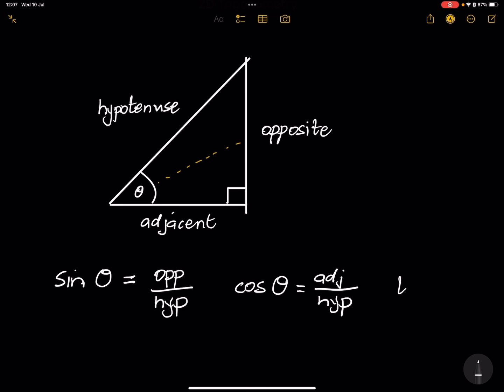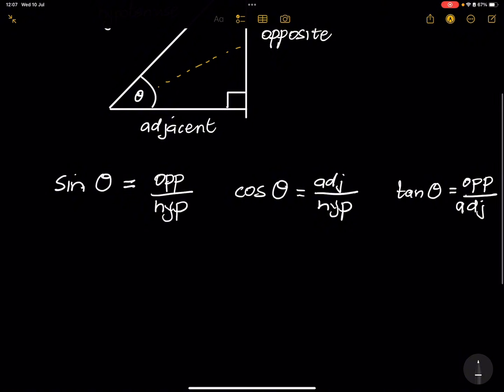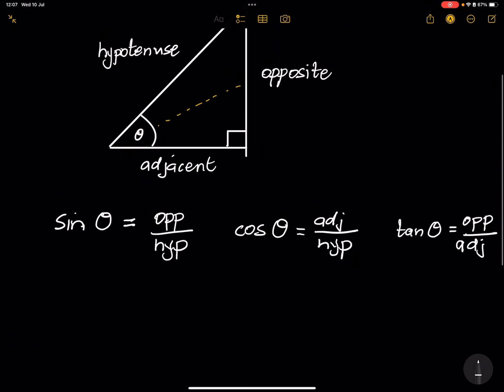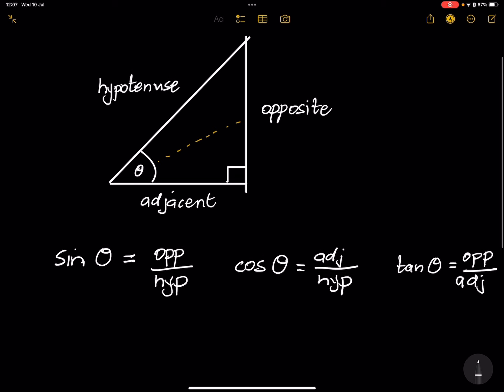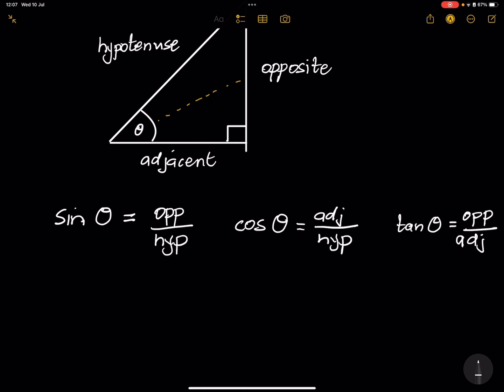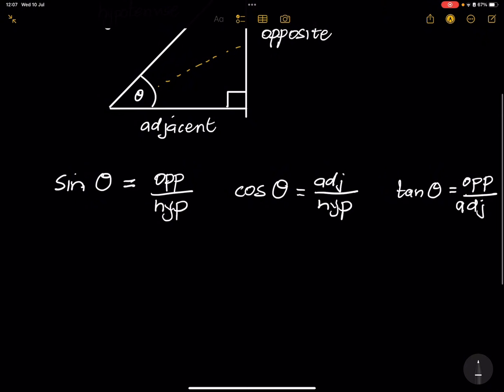And finally, we've got the tangent of theta, otherwise called tan theta in short. That would be the opposite side over the adjacent. Now these are the three trig ratios that we use, over and above what we would normally use just for the sides, which is our Pythagorean theorem. We'll talk about that a little bit later.